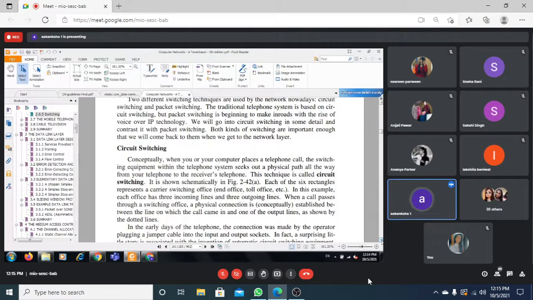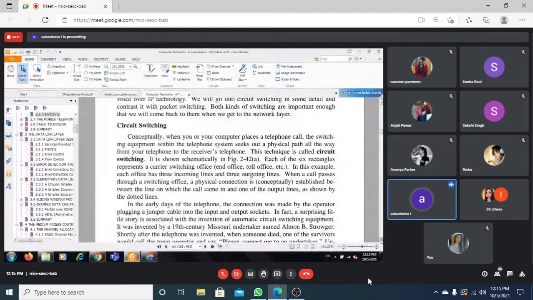So when you had just dialed the number on your phone, it was seeking a path from your phone to the receiver's phone. So it was making a connection, making a circuit and finding the actual path from your phone to the destination phone. You can see it in the next figure, 2.4b.